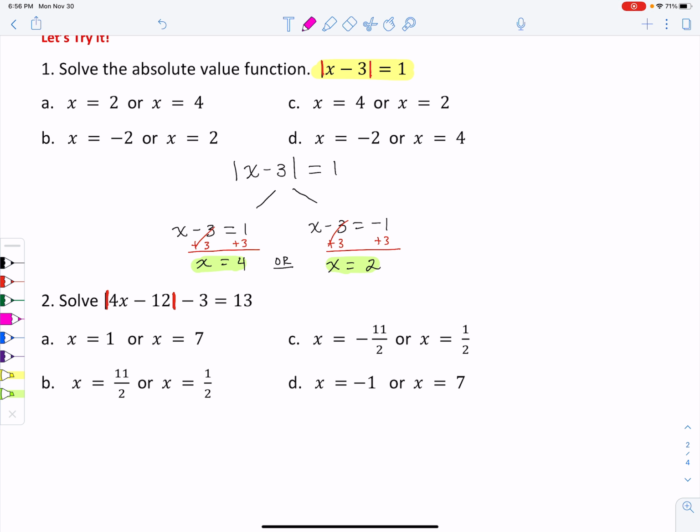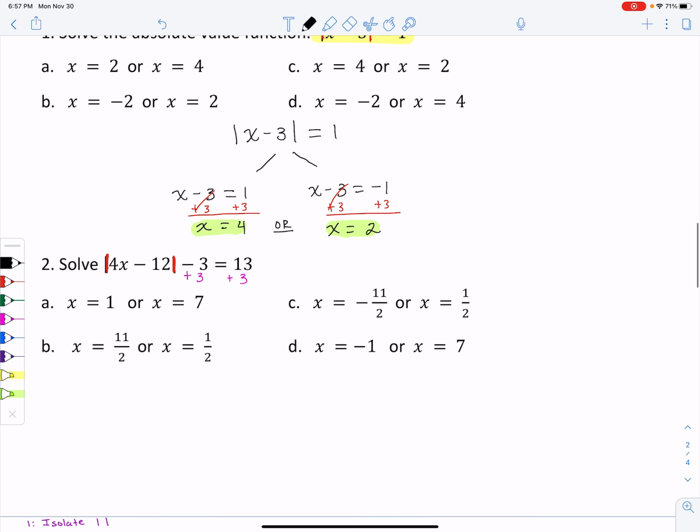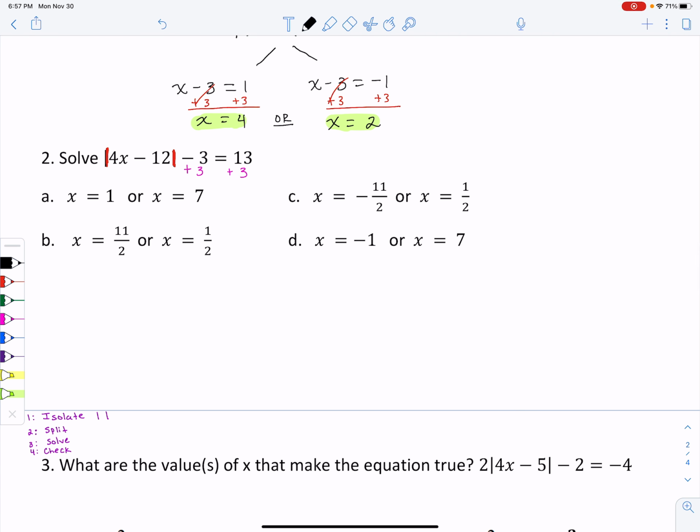So what you want to do here is add 3 on both sides and rewrite your equation so that you only have the absolute value of 4x minus 12 equals, if you add 3 on both sides, that would be 16. So now that my absolute value is isolated, now I can split it. Okay, so your step 1 is make sure there's nothing outside of it.